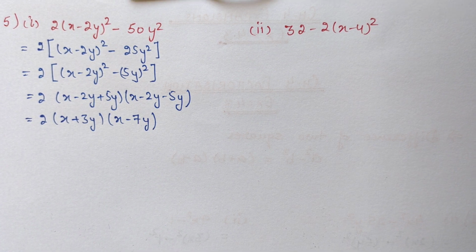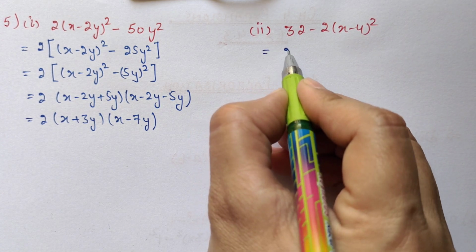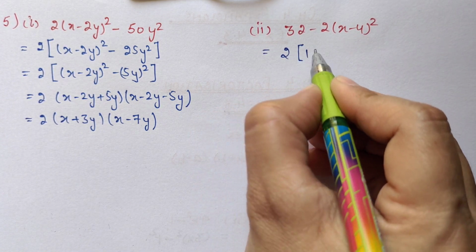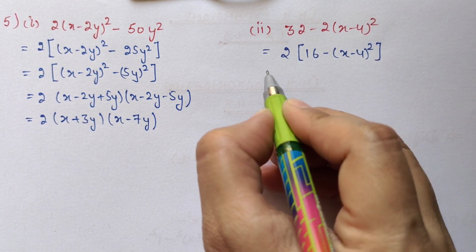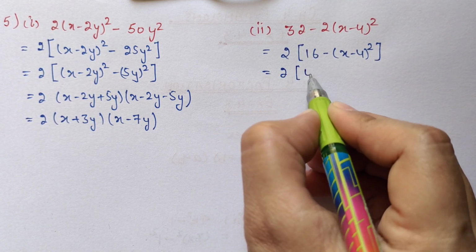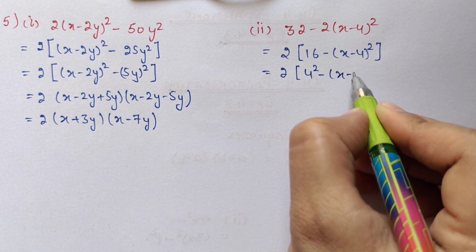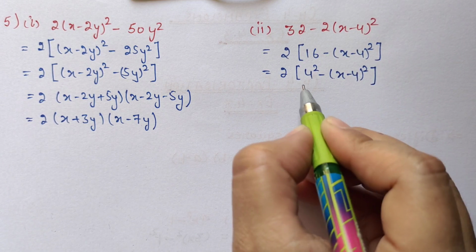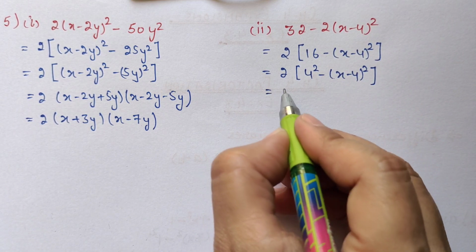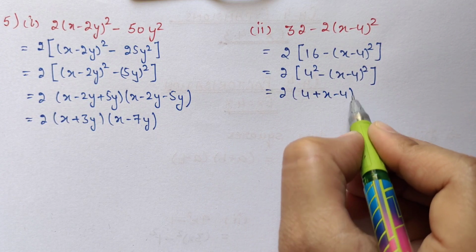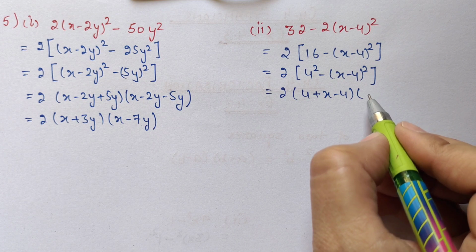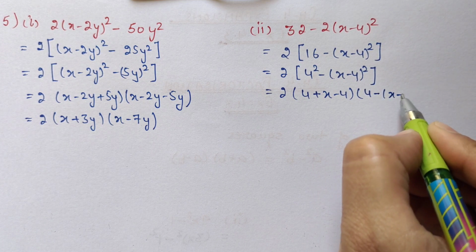Same thing we have to do in the second part also. First we will check whether we can take out common. Here also 2 we can take out common, so it will be 16 minus (x - 4) whole square. 16 we can write as 4 square minus (x - 4) whole square. Use identity, a square minus b square: a plus b, 4 plus (x - 4), and a minus b, 4 minus (x - 4).